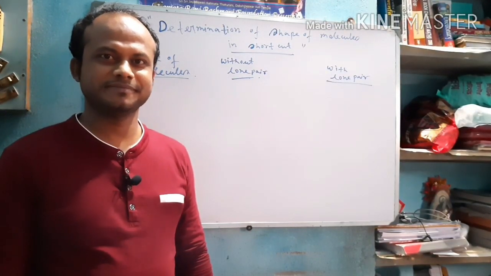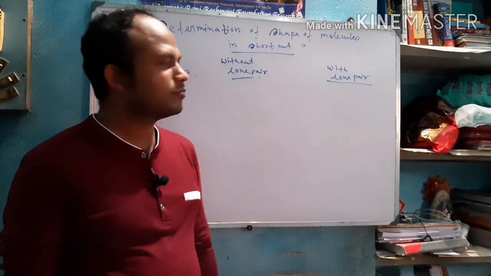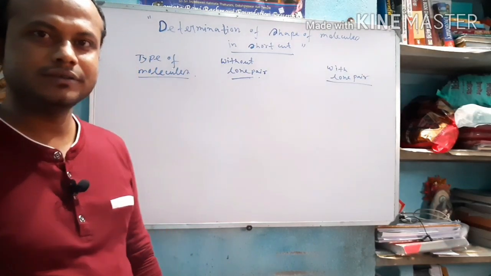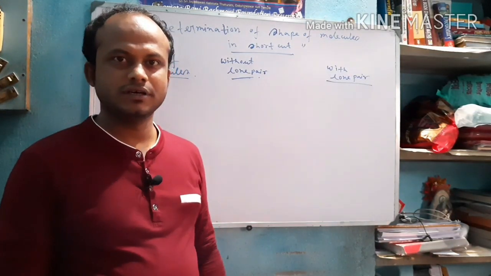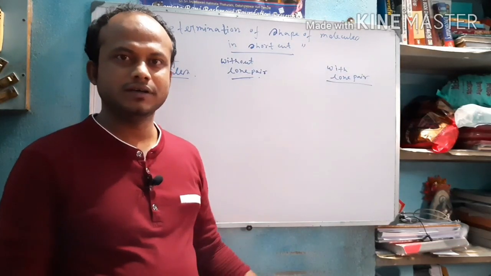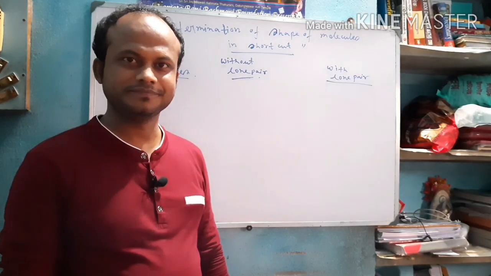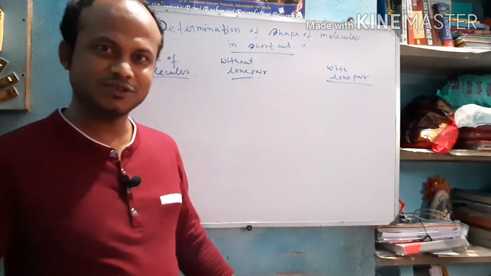Hello students, I will discuss the determination of the shape of molecules in shortcut. In this video, you can understand how you determine the shape of molecules, the bond pair, lone pair, and hybridization of different types of molecules. This video is only for class 11 and 12 students. So let's start.